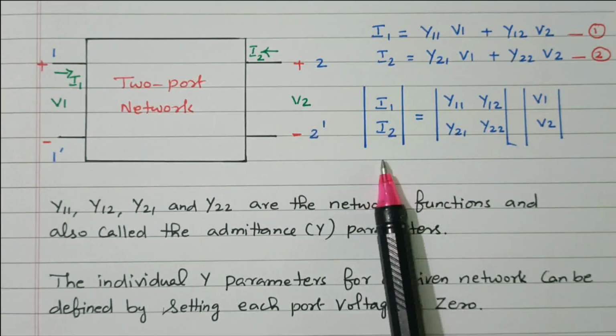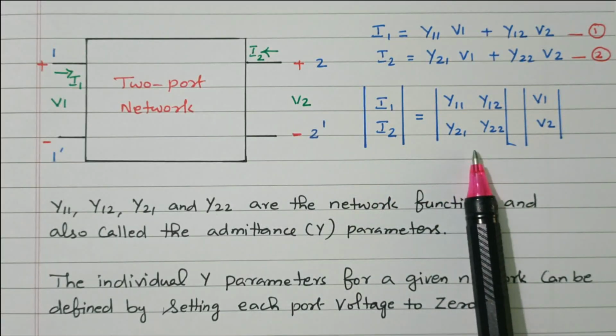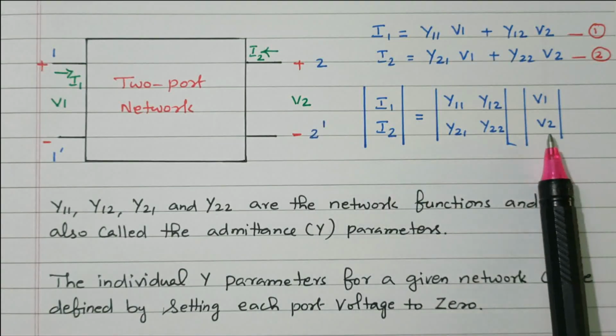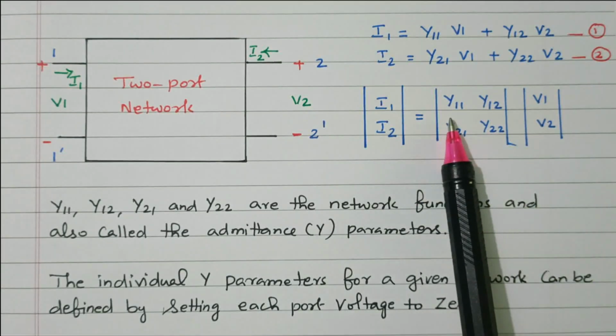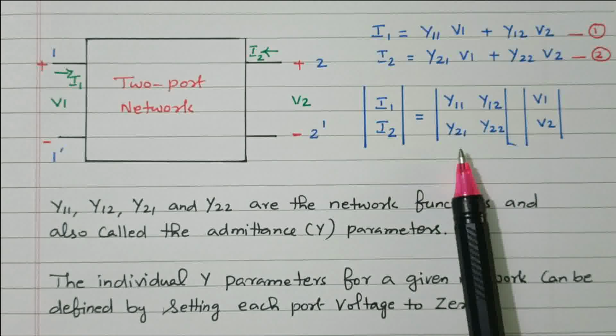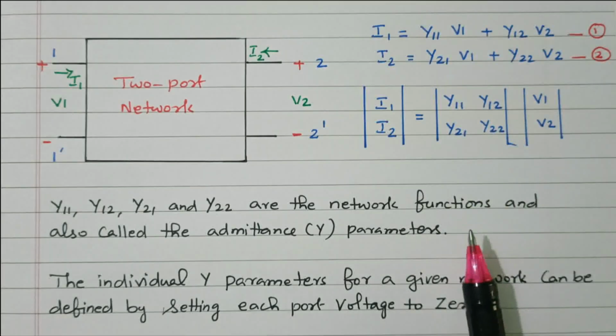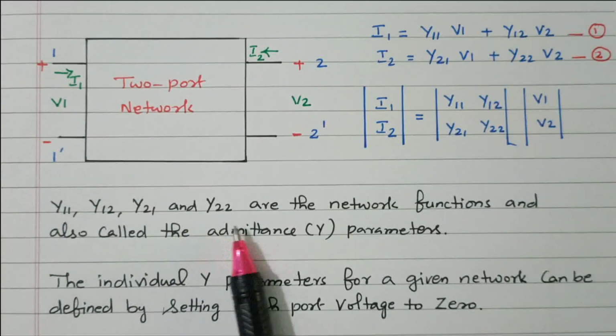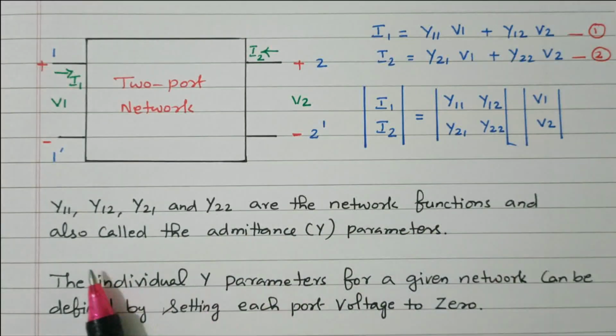From these equations you can frame the matrix. This is the current matrix, admittance parameter matrix, and voltage matrix: I1, I2, voltage matrix V1, V2, and Y11, Y12, Y21, Y22. Y11, Y12, Y21, Y22 are the network functions, also called admittance parameters. We need to find the admittance parameters.